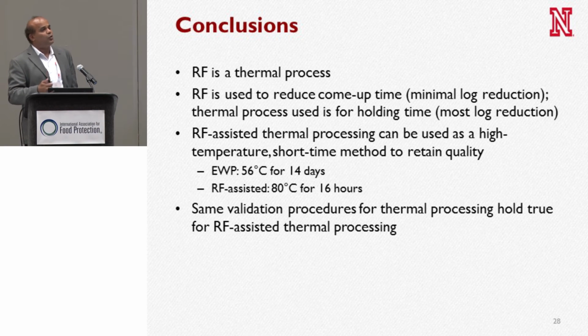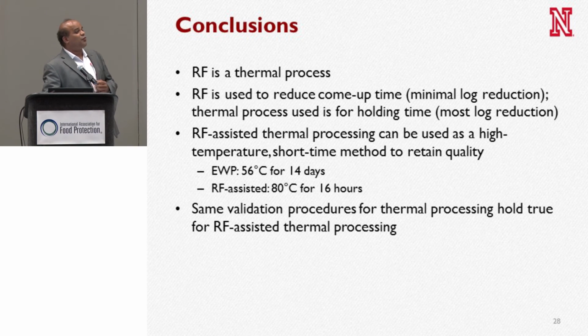So just to conclude, the take-home messages are that RF is a thermal process. The primary advantage of the RF is to reduce the come-up time, and that reduced come-up time might allow you to push the temperature higher for a shorter time. For example, in egg white powder, the industry currently uses 56 degrees Celsius for 14 days, and we showed that RF-assisted thermal processing can do 80 degrees Celsius for 16 hours. So you can dramatically reduce the time and save energy.